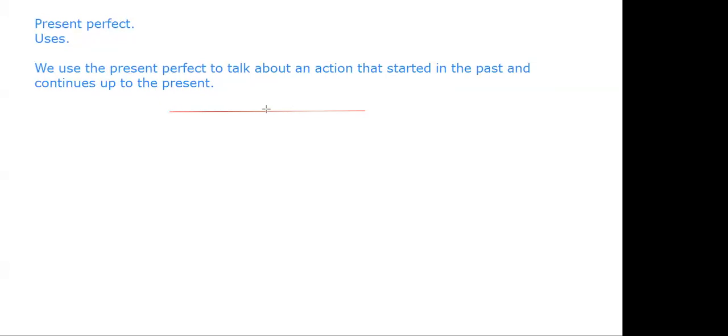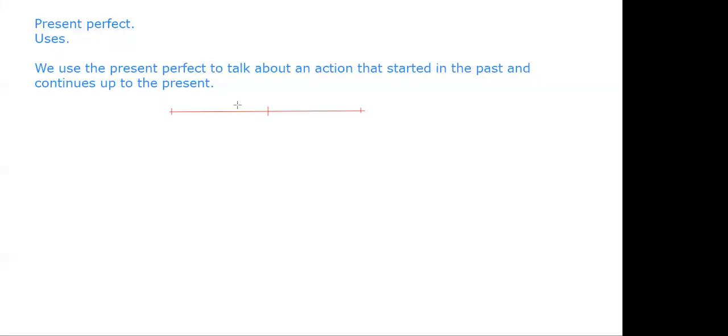Since this is time, we have obviously present, we have future, and before the present, we have the past. Basically, at this point, we have the past. So we said before that we use the present perfect to talk about an action that started in the past and continues up to the present.